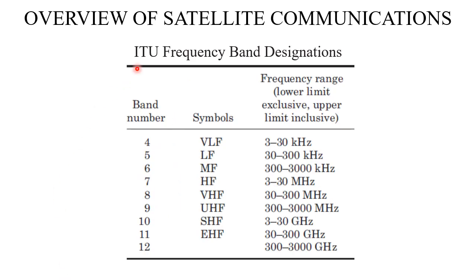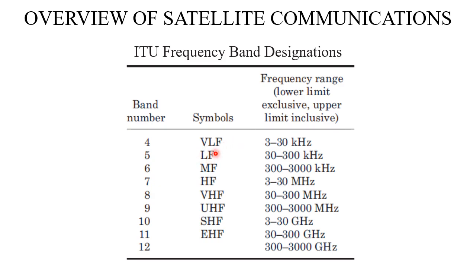Now we'll try to understand the frequency band designation as per ITU. So 3 to 30 kilohertz, this range of frequency is called the very low frequency or VLF. Well, this particular range of frequency is useful for submarine communication because lower range of frequency can pass through the saline water. That is why this particular range of frequency is useful for submarine communication. Also, they are useful for sonar.